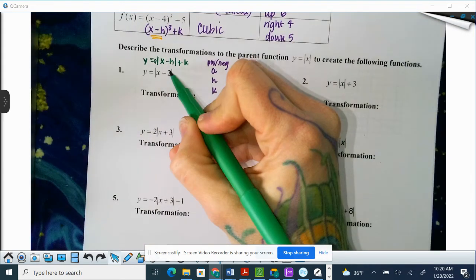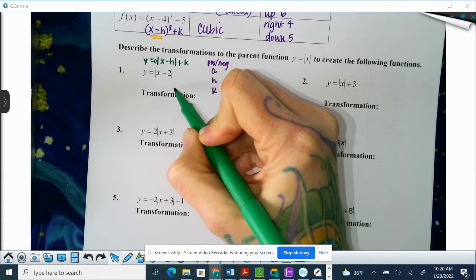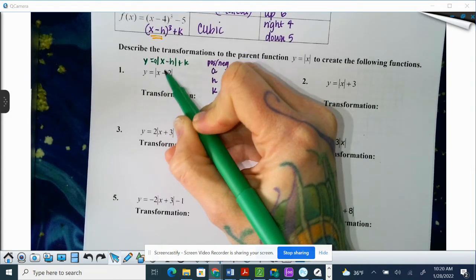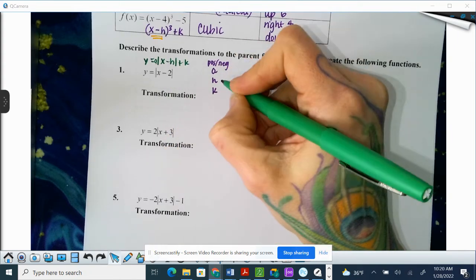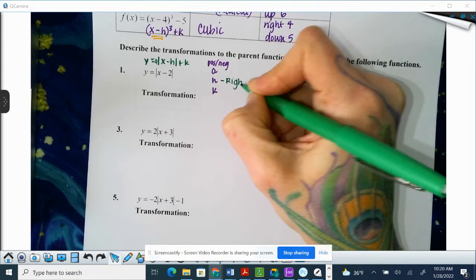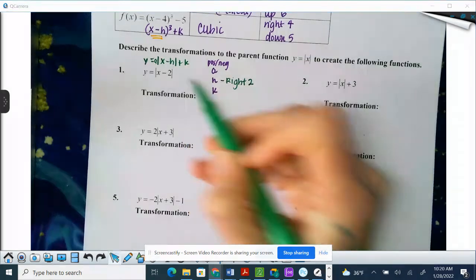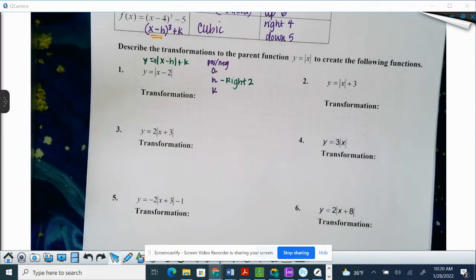That 2 is inside the absolute value bar, so that is our H. It's minus minus, so that's the cat in the bag. So it's going to go right 2. Then there's nothing on the outside. So that's it. That is the transformation for that first function. It went to the right 2.